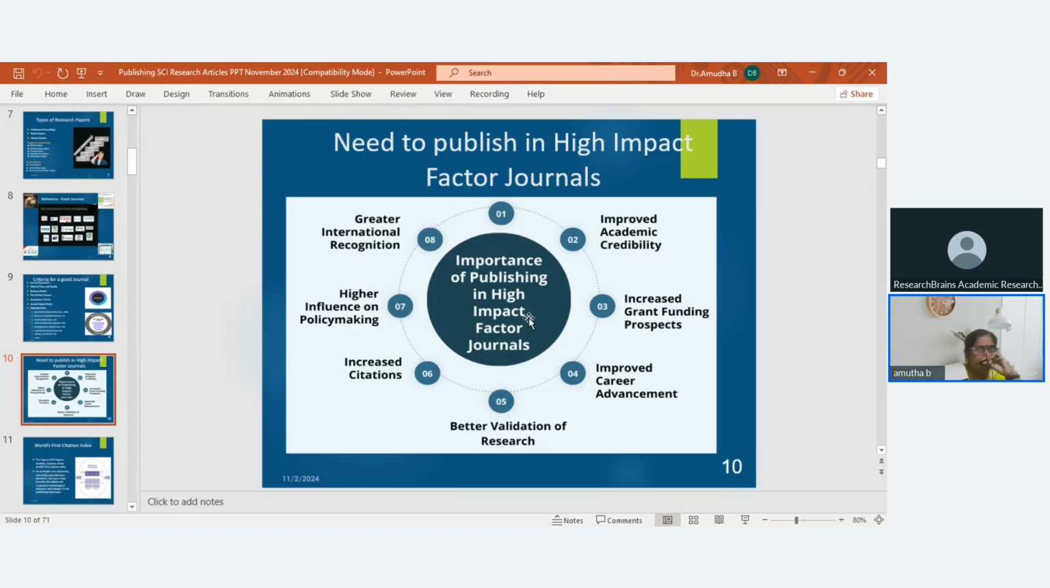What's the meaning of high impact factor? The quality aspect is very, very high for them, and the acceptance ratio will be very, very low. Because of that, only high quality papers will be published in those journals. Because of the high quality, they are ranked as top journals, and we struggle to publish our papers in those journals.